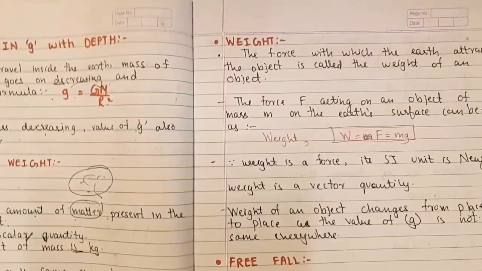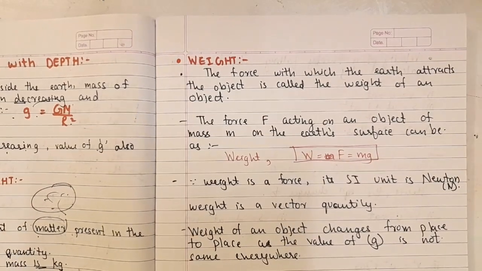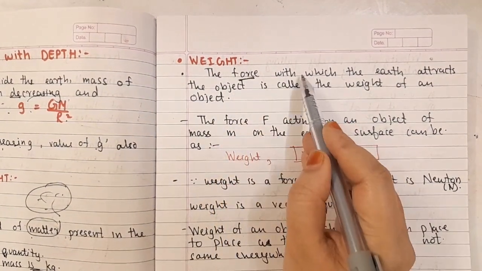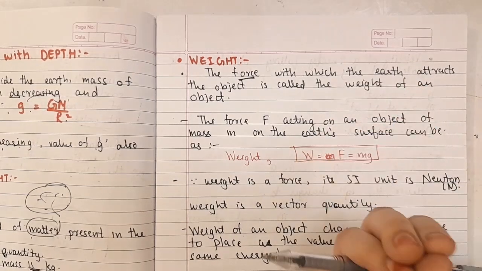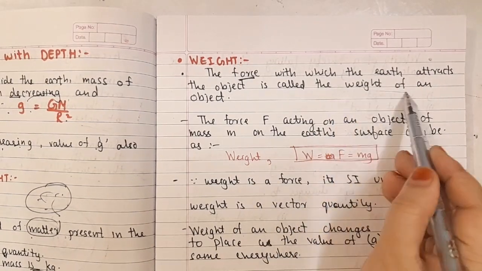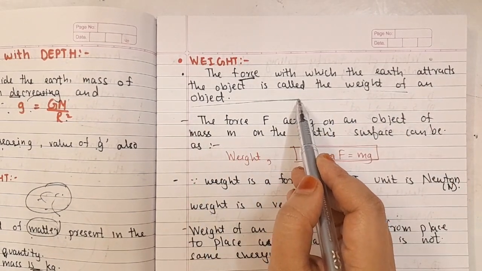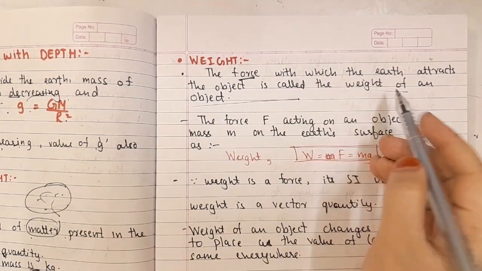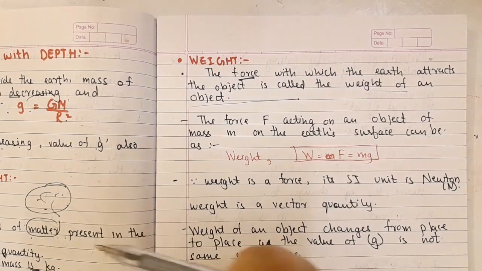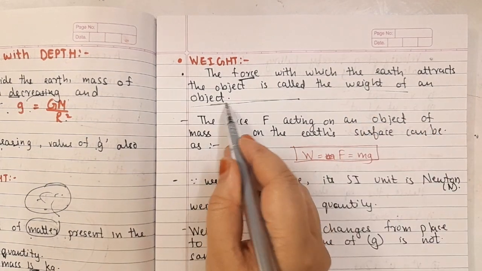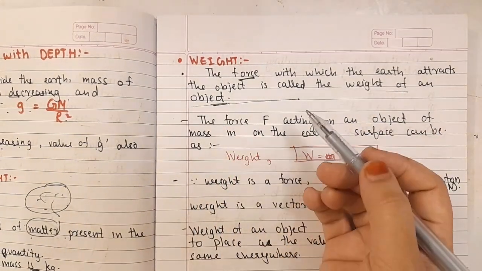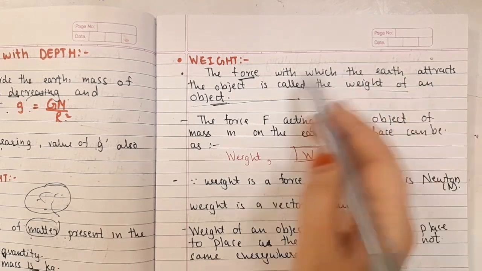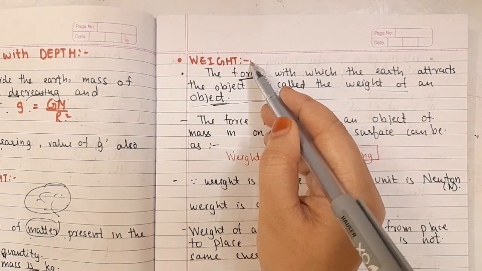Now let's see what weight is. Weight is a force. The force with which the earth attracts the object is called the weight of an object. That means weight is nothing but the force with which the earth attracts the object. That means how much force is acting on an object with which the earth will attract that object is called weight.